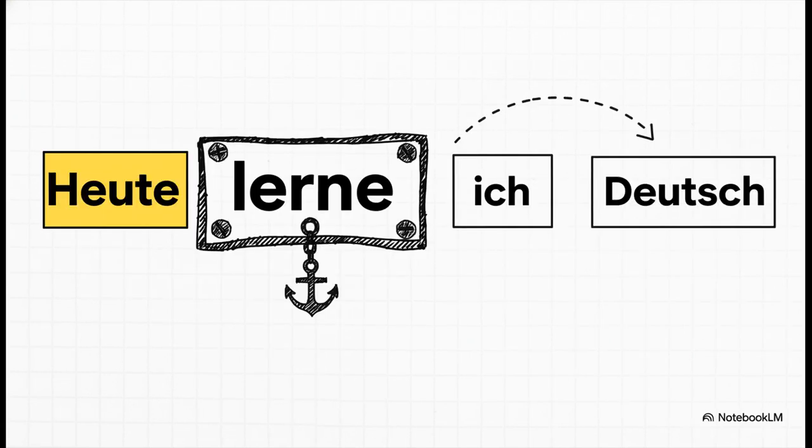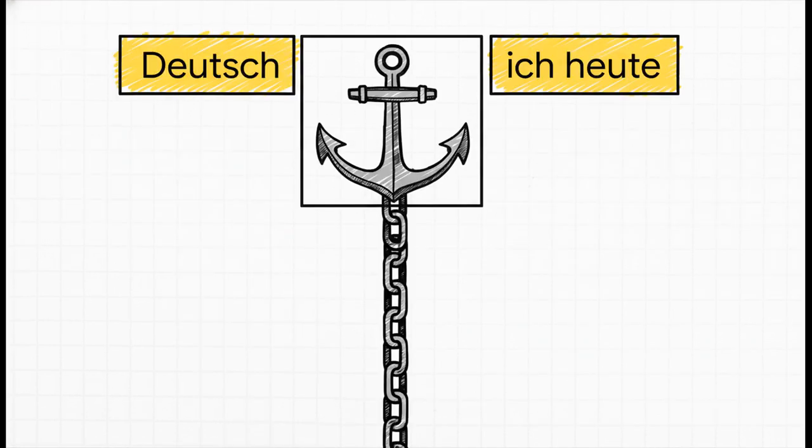But what if we want to emphasize when we're learning? We can totally start with heute and just notice what happens, or rather, what doesn't happen. The verb lerne stays firmly planted in position 2. It really is the anchor of the sentence. And this just hammers the point home. Even if we put the object, Deutsch, at the very front for emphasis, that verb holds its ground. It doesn't matter what's in position 1, the verb is the anchor in position 2.